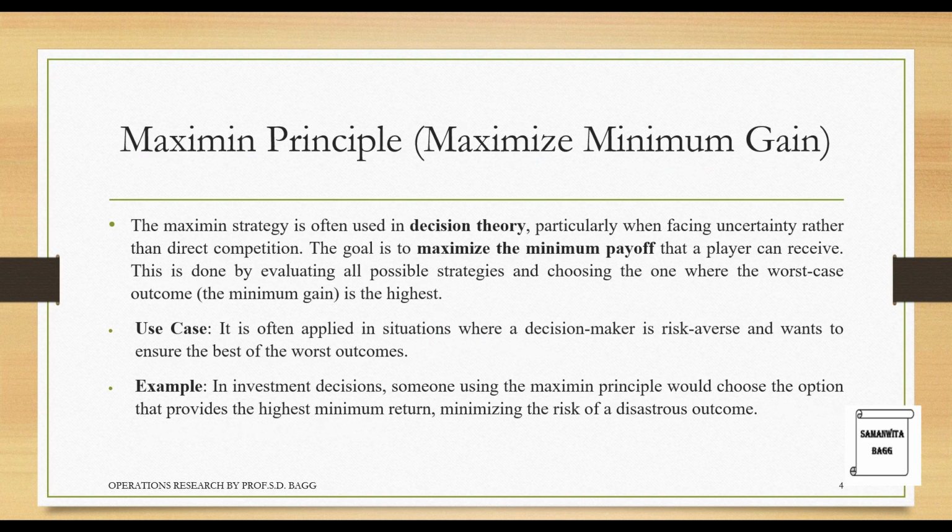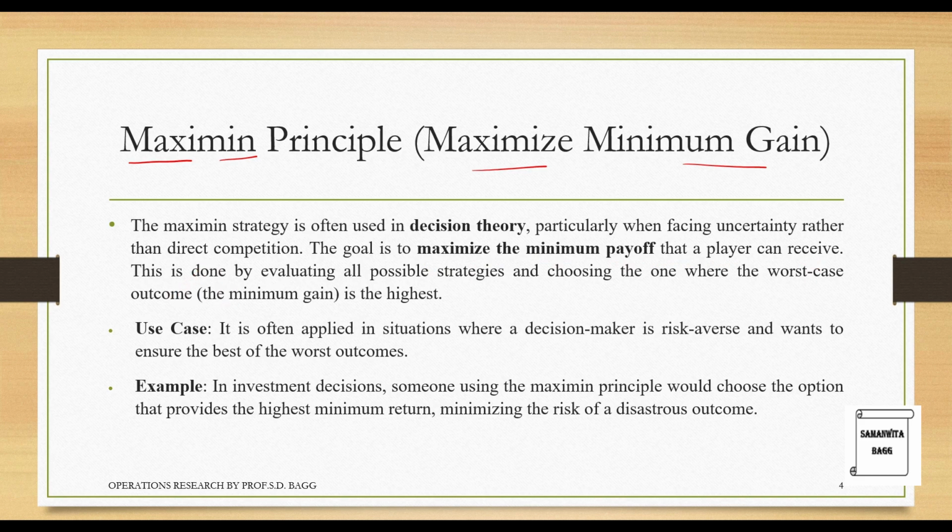Now we'll talk about Maximin principle. Maximum and minimum are the two words that you can see over here. Maxi is maximize and minimum gain is the word min over here. So what you do is you maximize your minimum gains that you obtain. The Maximin principle is often used in decision theory, particularly when facing uncertainty rather than direct competition. The goal is to maximize the minimum payoff that a player can receive.